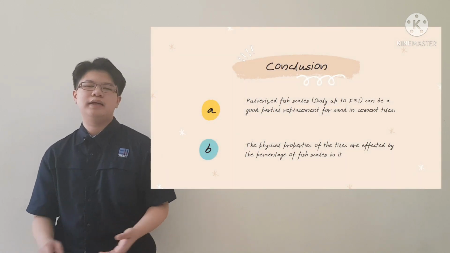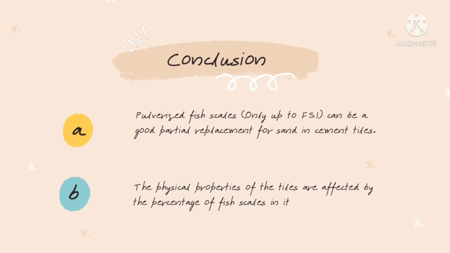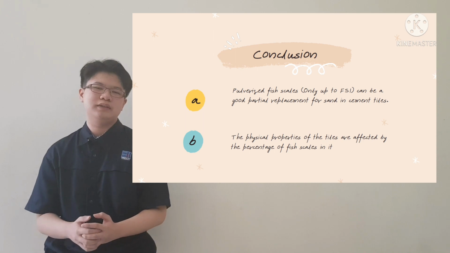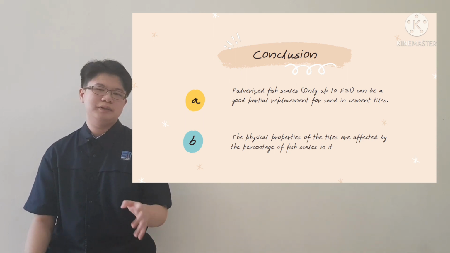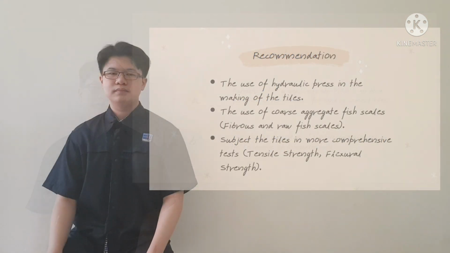The conclusion and the answers to the research questions. Well, the first one is basically fish scales, only up to FS1, can be a good partial replacement for sand in the making of cement tiles, but the percentage of fish scales also affects the physical properties, which is a downward trend from control to FS4.